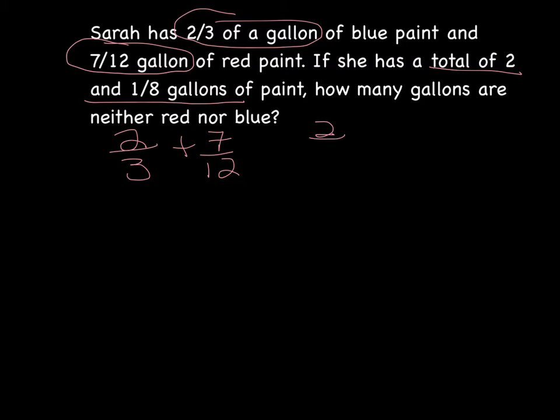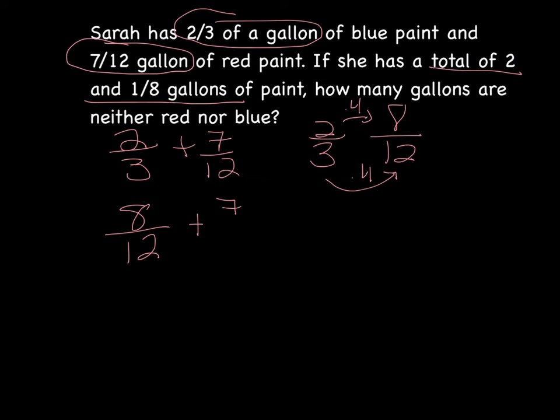So I can think 2/3, I want it to be a 12. That would be multiplying by 4. So I would do the same thing on the top, and that would give me 8/12. So now I can do 8/12 plus 7/12, which would give me 15/12. Or, simplified, would be 1 3/12. So now we have a subtraction problem.